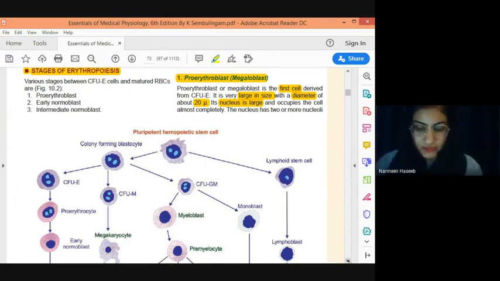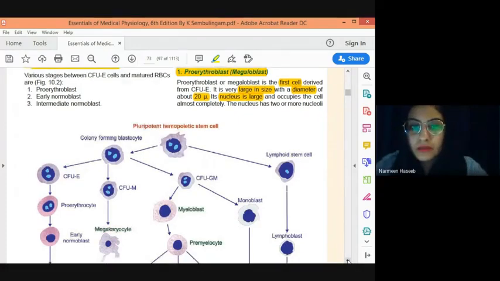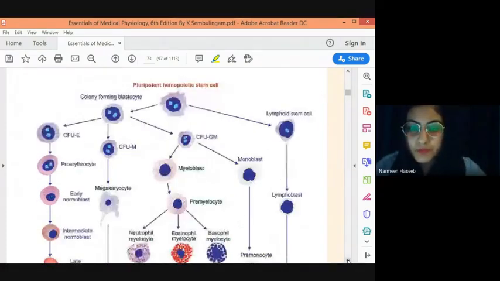Which stage of erythropoiesis is known as polychromatic erythroblast? Yes, this one is also the intermediate normoblast. The other question is which stage is known as basophilic erythroblast? Yes, basophilic erythroblast happens in the early normoblast. Then, how many days does it take to complete the whole process of erythropoiesis? Yes, it is 7 days. So these were some important questions from what we have studied.